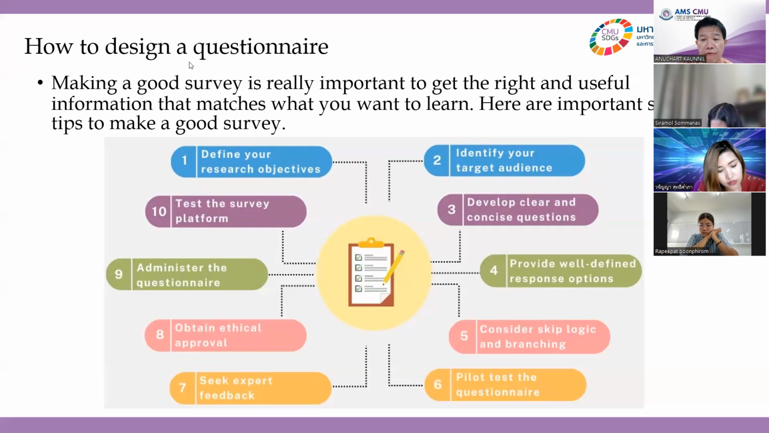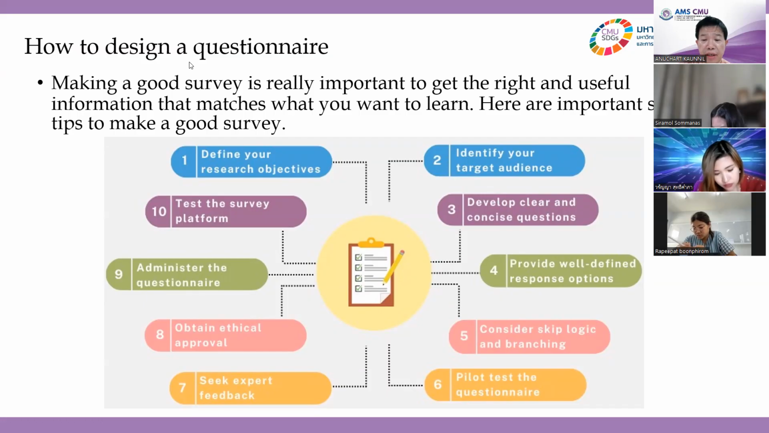Fourth is provide well-defined responses. If you are dealing with older people, a Likert scale of maybe 10 or 7 answers is too much. Maybe 3, 2 or 4 is already much more. Give the answer as a rating scale or Likert scale. For the new generation, it might be a variety, right? Fifth, consider skip logic and branching.